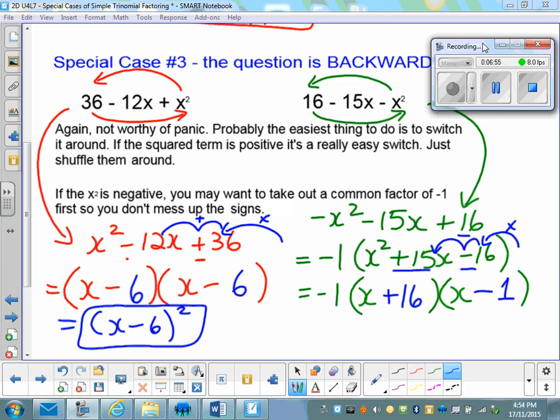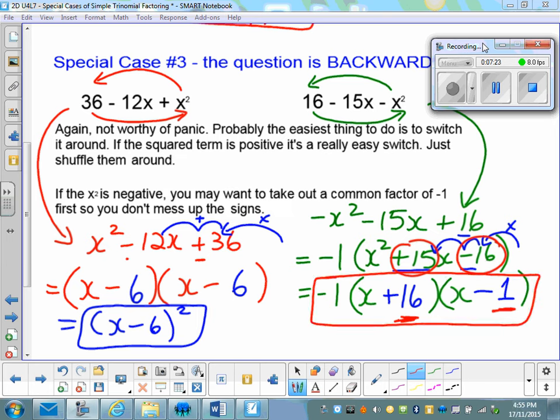And remember that whenever you check your trinomial factoring, these two numbers multiply to give that number. So 16 times negative 1 gives you negative 16. And these two numbers, when you put them together and add them together, they have to add to this number here. And 16 and minus 1 add to positive 15. So that is our correct answer there.